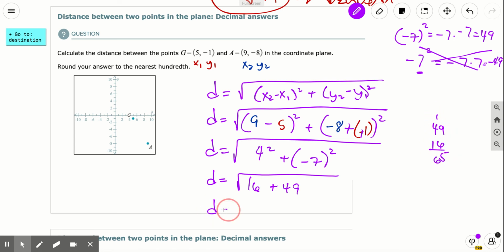65. Square root of 65. And then you just leave it like that. Oh, wait, it says to the nearest hundredth. Never mind this. If this had been an exact answer, then you would have left it like that. Since it's a decimal answer, we're going to plug it into the calculator and get the square root of 65 and round it to the nearest hundredth.